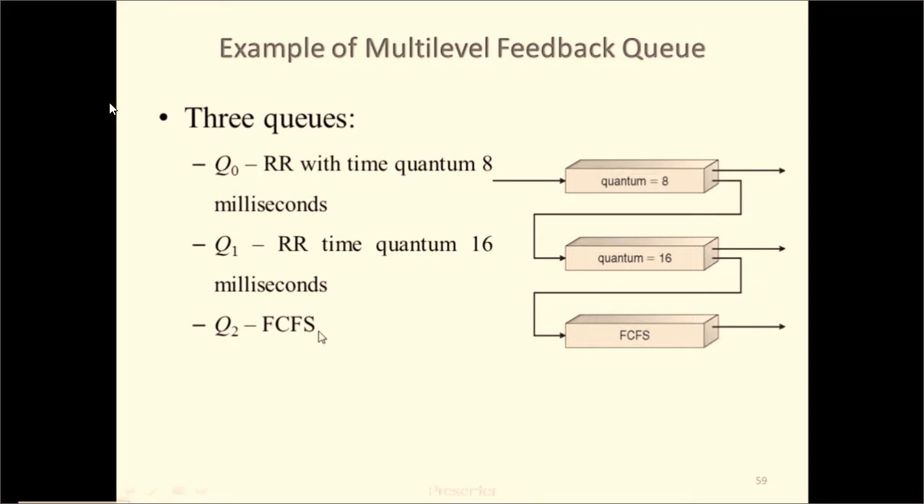Now between Q0 and Q1, they differ in the time quantum that is allowed. So in Q0 the time quantum is 8 units, in Q1 the time quantum is 16 units, and in Q2 there is no concept of time quantum. A process, once it gets the CPU, completes, and then only returns the CPU. FCFS. Okay. So three queues, Q0, Q1, Q2. Q0 and Q1 employ RR as the scheduling algorithm with different time quantums of 8 and 16, and Q2 employs FCFS.